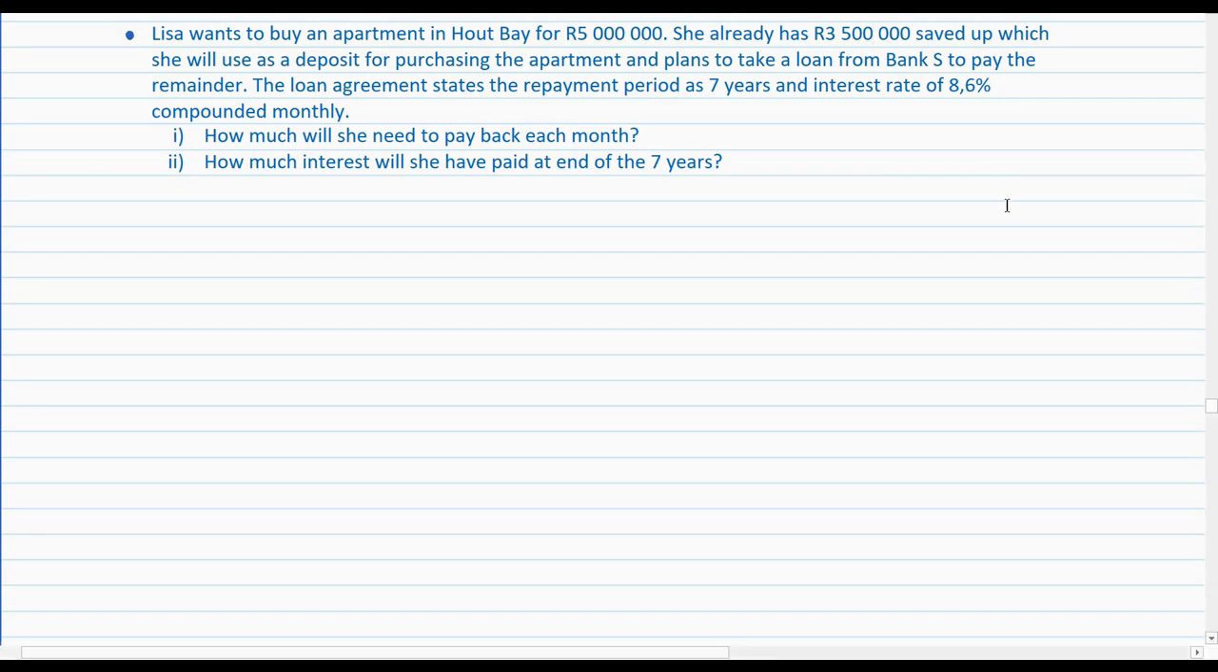So this example is pretty much the same as the previous one with just one new aspect, and that is the fact that she pays a deposit at the very beginning of the loan. And the way you account for this is by subtracting the value of the deposit from the present value of the loan. Since the loan is 5 million Rand, the actual present value that needs to be covered is 5 million minus 3.5 million, which is 1.5 million.